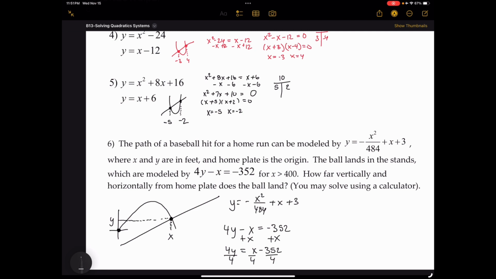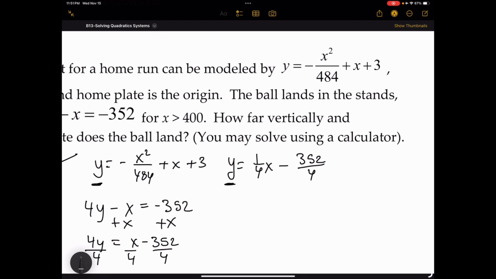We're going to get y is equal to 1/4 x minus 352 divided by 4. Okay, so now that they're both set equal to y, we can set them equal to each other. So this is going to be negative x squared over 484 plus x plus 3 equals 1/4 x minus 352 over 4.